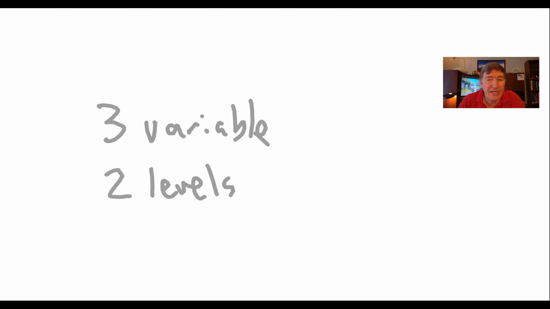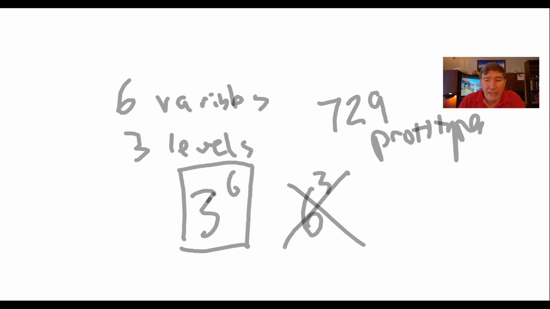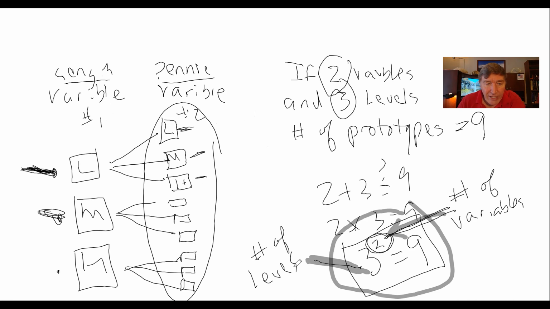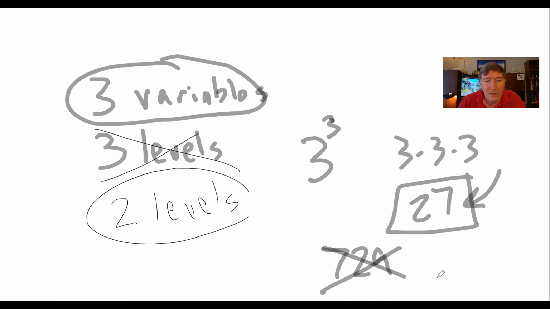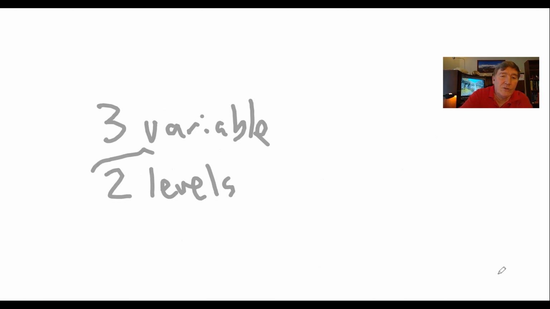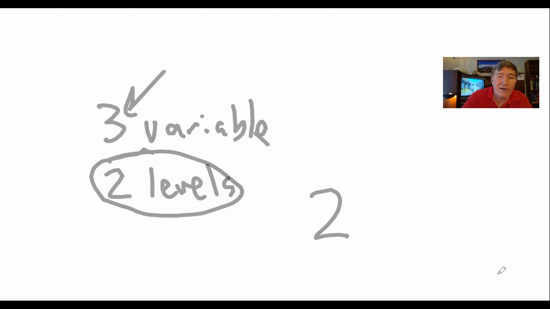Everybody, looks like everybody's saying 9. I'm a little bit worried. Remember the formula? The formula is the number of levels raised to the number of variables. So it's 2 levels raised to the number of variables. 2 to the 3rd power is not 9, guys. Okay, yeah, that's better. 2 to the 3rd power is 8.